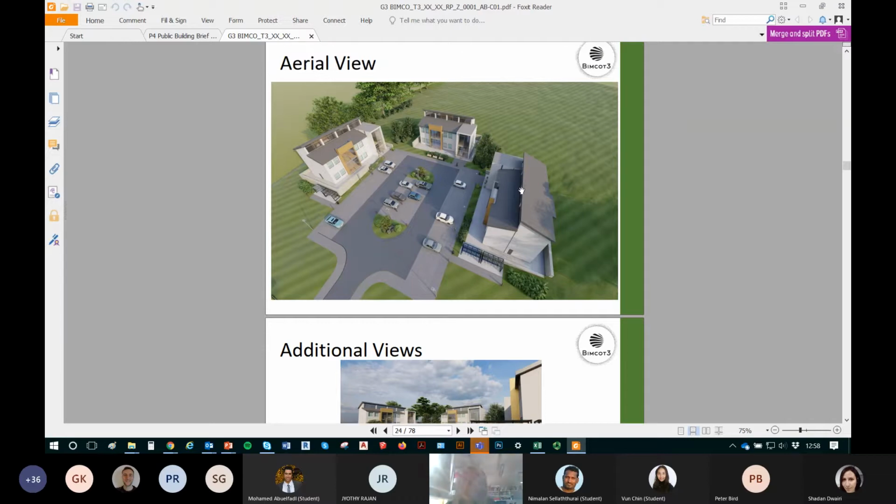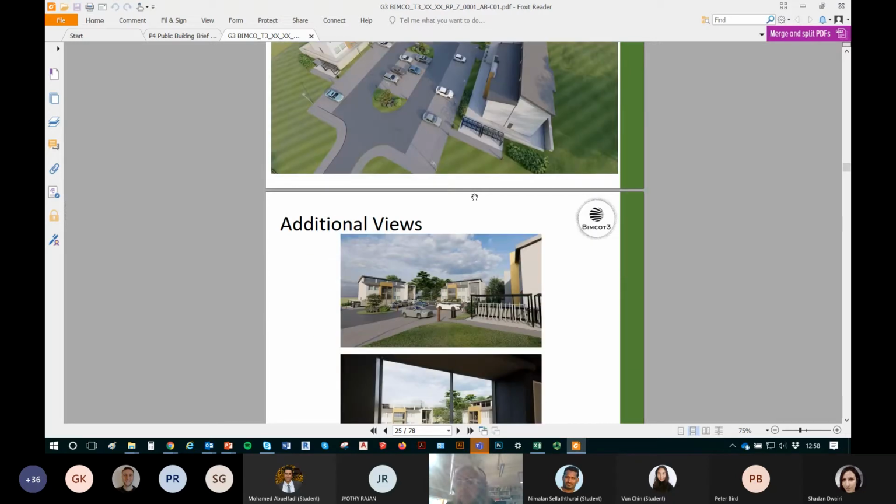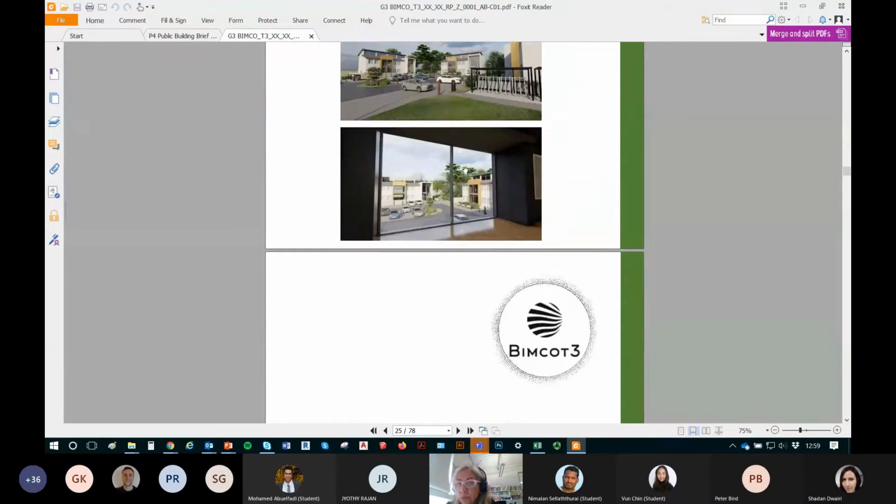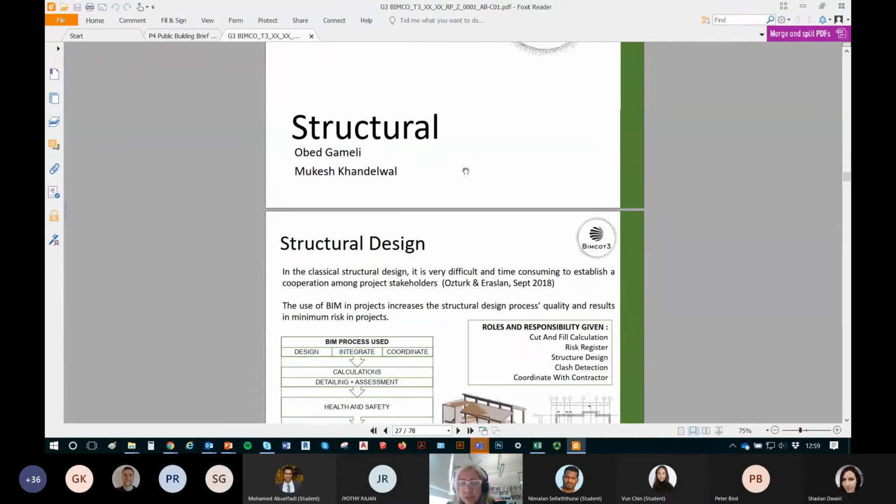So I'm hoping that you're going to illustrate your work with those and not necessarily lose the focus on the BIM process by creating a lot of renders that are not telling us what the BIM process was that you went through. Structural, the same thing.